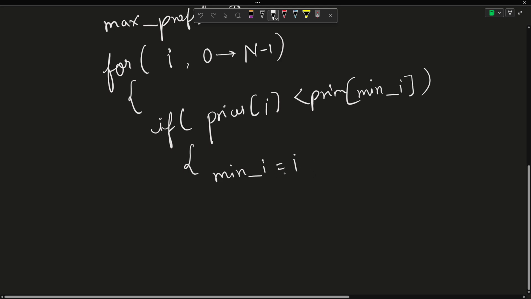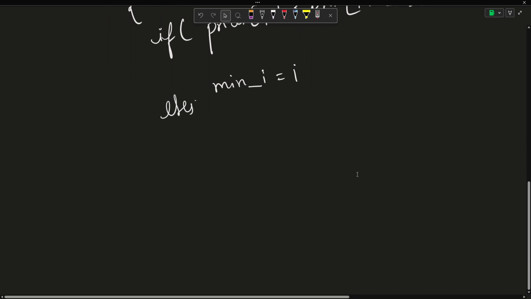Now since this is the minimum we are updating, we can say we still need to sell it, right? Because we need to sell it when the price is greater. So this is done. Then in the else condition, it means this is a price which is greater than the minimum value we already have. So that means yes, we can make some profit.